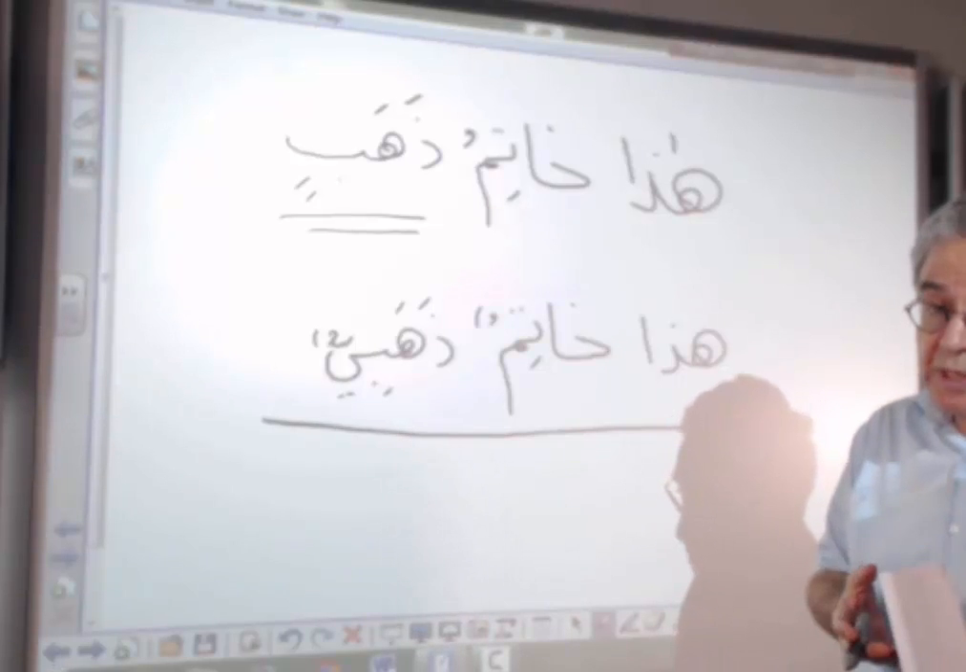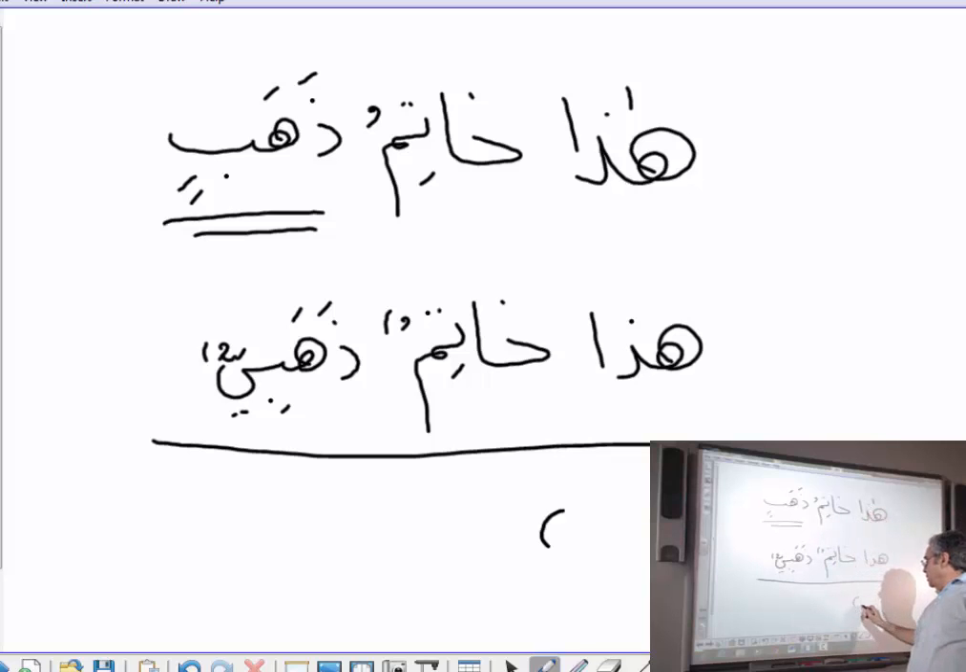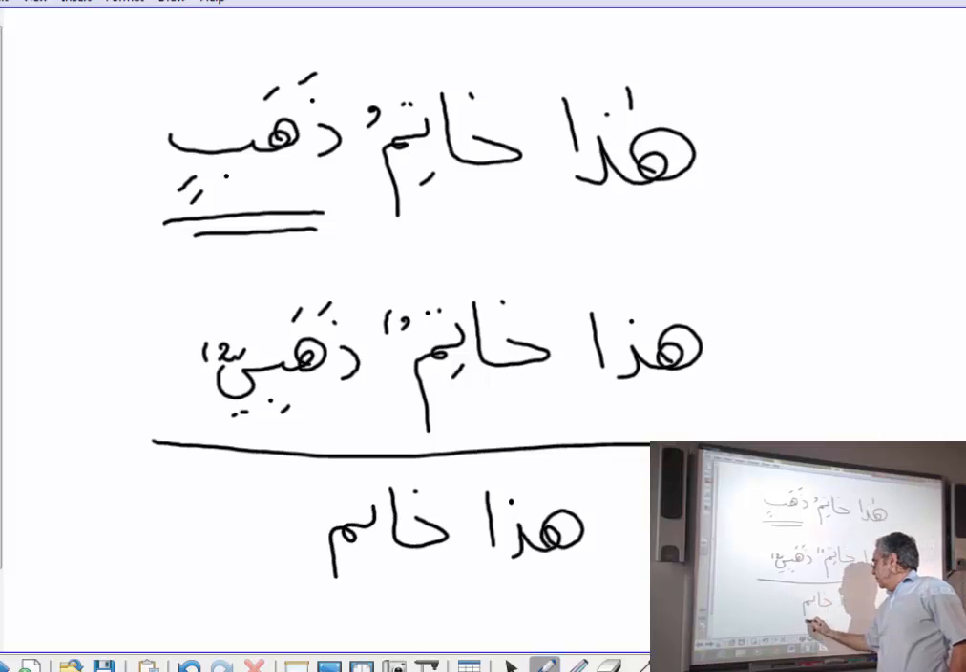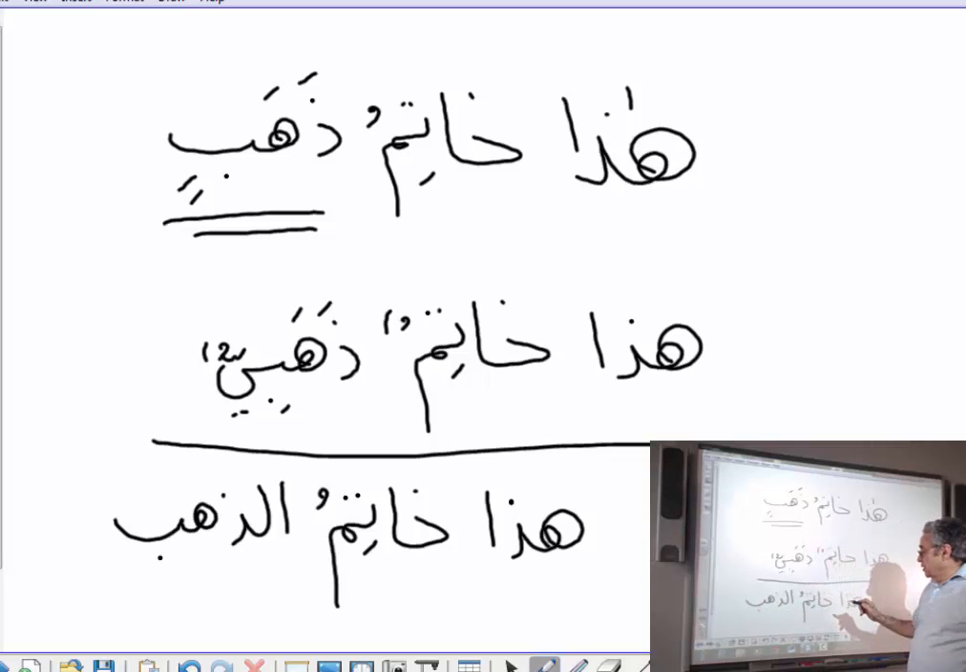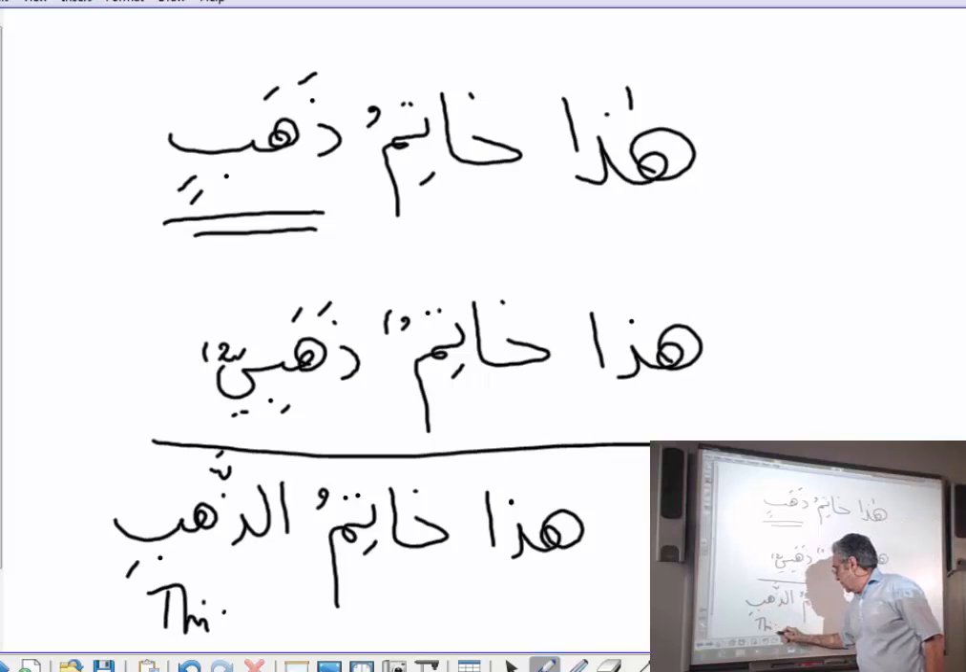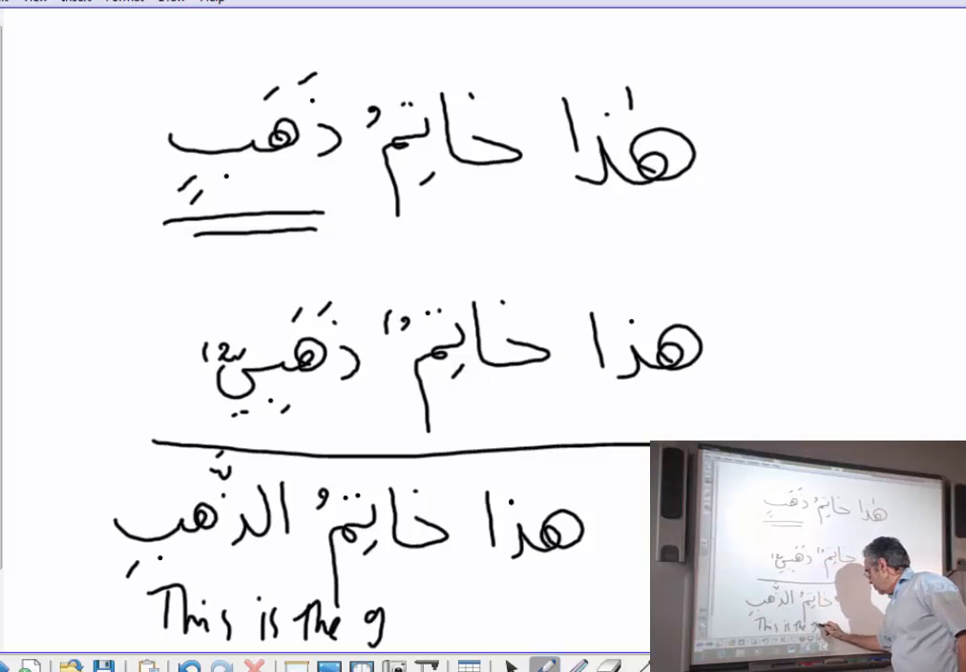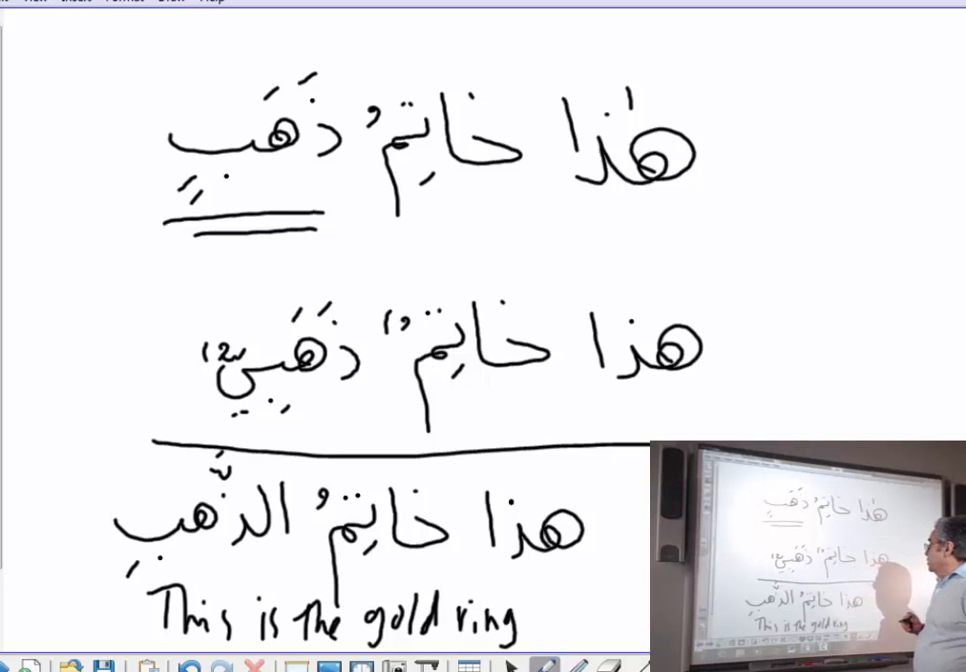While if I want to say هذا خاتم الذهب, this is the gold ring, as you say, هذا خاتم الذهب. Yes, this is the gold ring. But here I can't put L on the second one. If you look at هذا خاتم ذهبي, if I want to put L, I have to put هو, so I can say هذا هو الخاتم الذهبي.